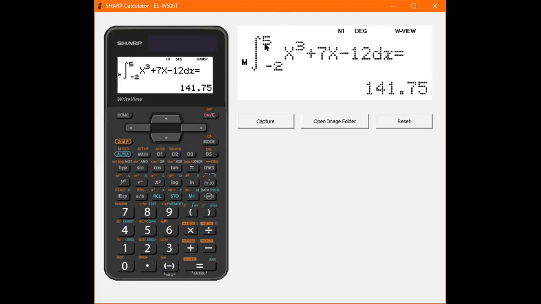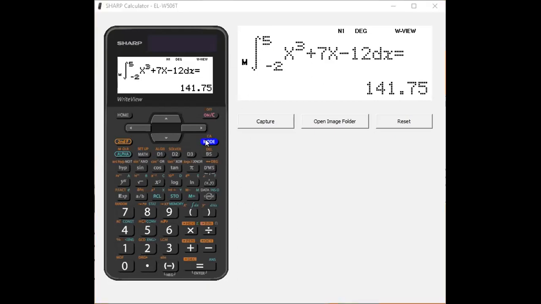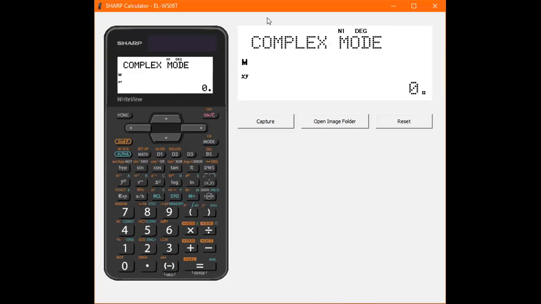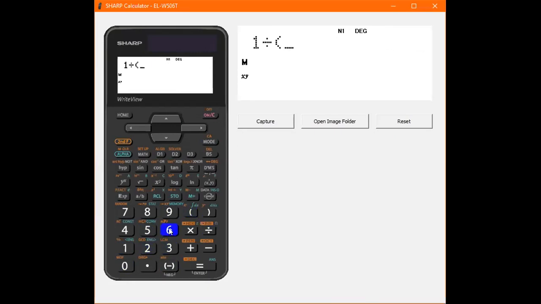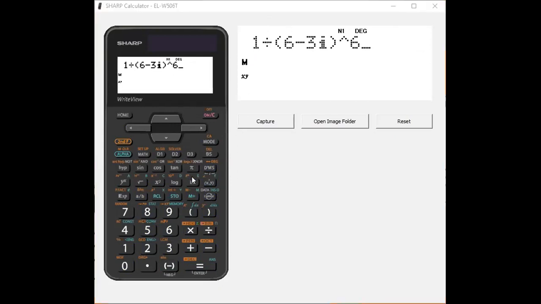Right, that is a very good question. Let's go and check. As far as I know, it should be able to do that. So let me check your example. So it's going to be 1 over 6 minus 3i to the power of 6. Oh dear, it did not like that. I honestly, Simbarashi, I don't know because I can't remember what my example was.